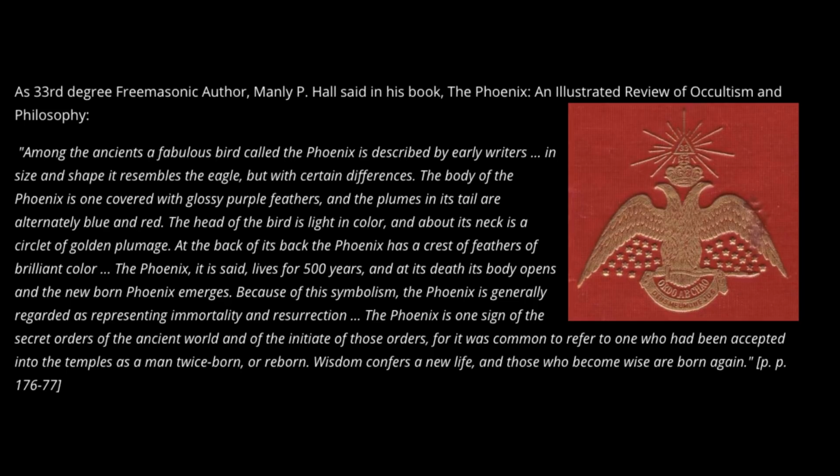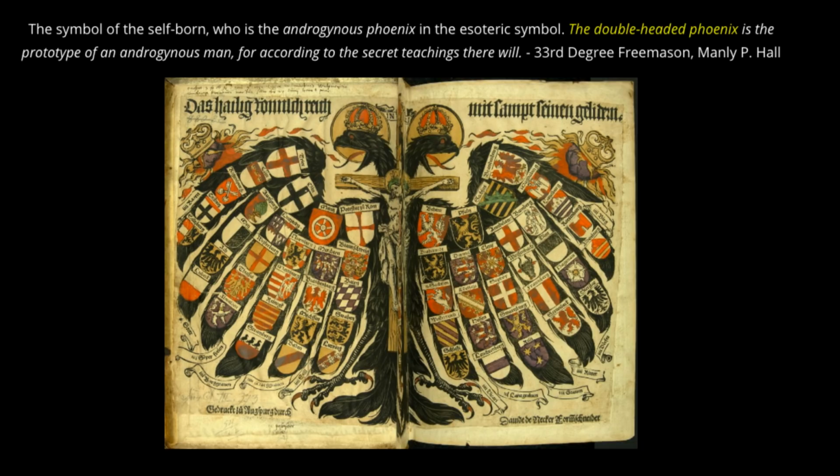There you go again. The phoenix is one sign of the secret orders of the ancient world and of the initiate of those orders. For it was common to refer to one who had been accepted into the temples as a man twice born or reborn. Wisdom confers a new life, and those who become wise are born again. And you see how the Masons got this symbology from the double-headed phoenix, which we saw earlier with Hermes as well. Again, the symbol of the self-born, who is the androgynous phoenix in the esoteric symbol. The double-headed phoenix is the prototype of an androgynous man, according to the secret teachings, says 33rd-degree Freemason Manly P. Hall.